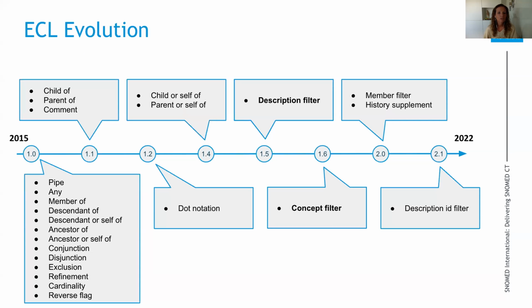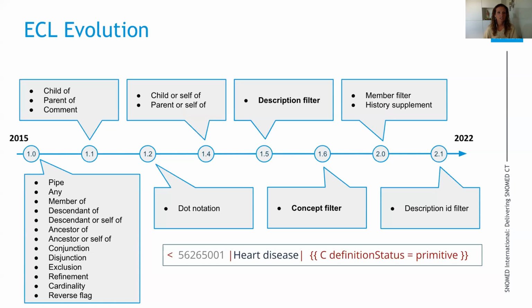In 2021, version 1.6 added concept filters, allowing the result set to be filtered based on the definition status, the module, effective time, and active status of each concept. So the expression constraint you see here will match all subtypes of heart disease that have a definition status of primitive. Again, notice how we use the double curly braces for the filter. We have the C to indicate that this is a concept filter. In the example you saw before, we didn't have any letter, but you could also add the D there to indicate that it's a description filter.